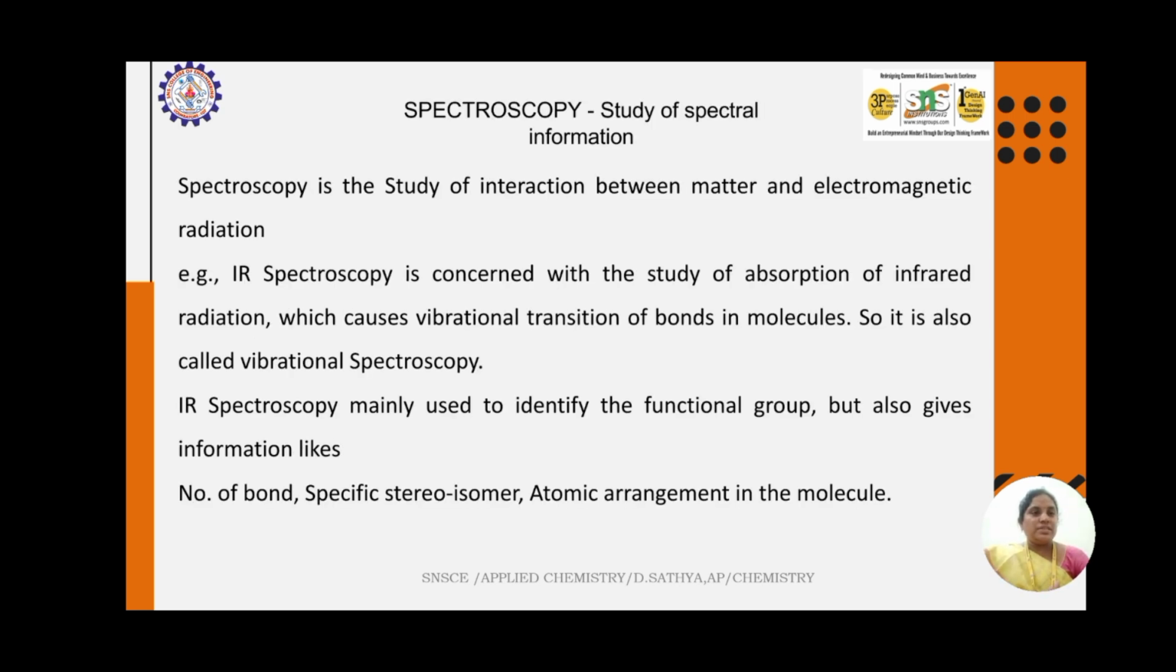Already we discussed spectroscopy in the last series, but it is the study of interaction between matter and electromagnetic radiation. It is concerned with the study of absorption of infrared radiation, which causes vibrational transitions of the bonds of a molecule. So it is also called vibrational spectroscopy, because the molecules are always in vibrating mode. IR spectroscopy is mainly used to identify the functional groups, but also gives information like the number of bonds, specific stereoisomers, and atomic rearrangement in the molecule.